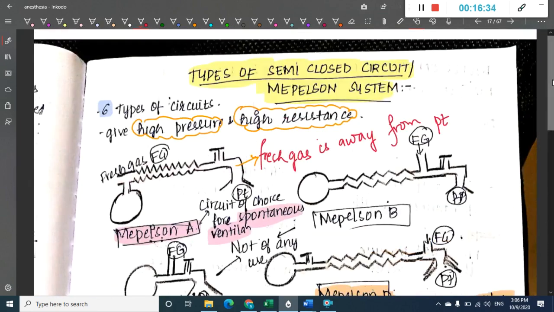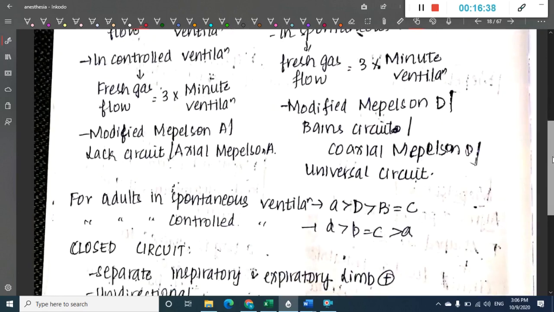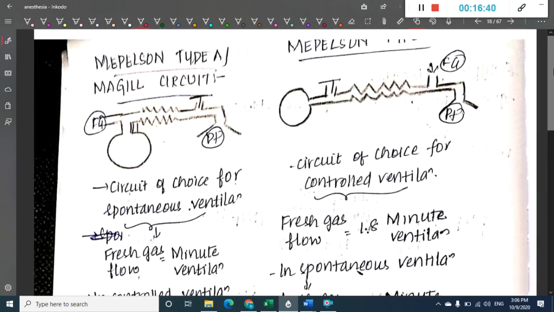So these are the different Mapleson systems. Next in Mapleson we will see the differences between Mapleson type A and Mapleson type D. Among all the Mapleson systems which we have seen, these are the most important, right? So let us know the differences between type A and, sorry, type D.